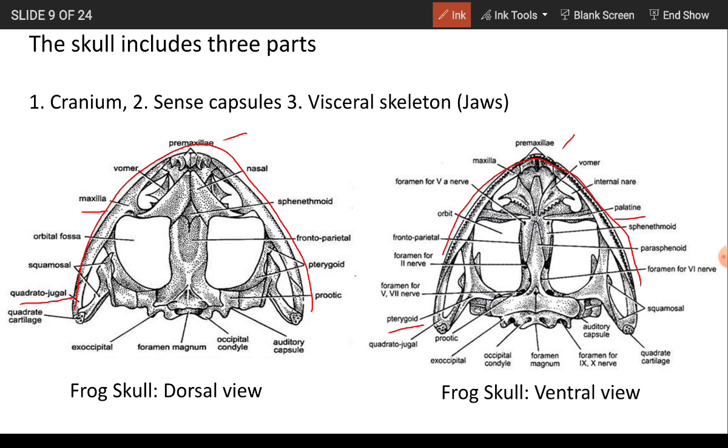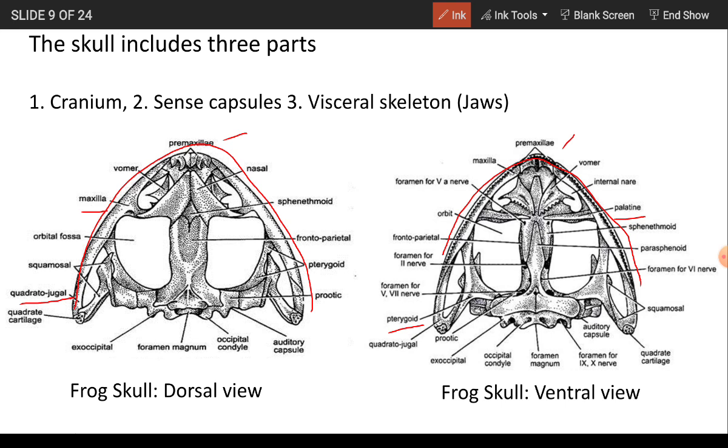The quadratojugal, the third part of the upper jaw, is called the quadratojugals. These are small, slender bones with a characteristic comma-like shape. When you observe the quadratojugal, the bone resembles a comma.